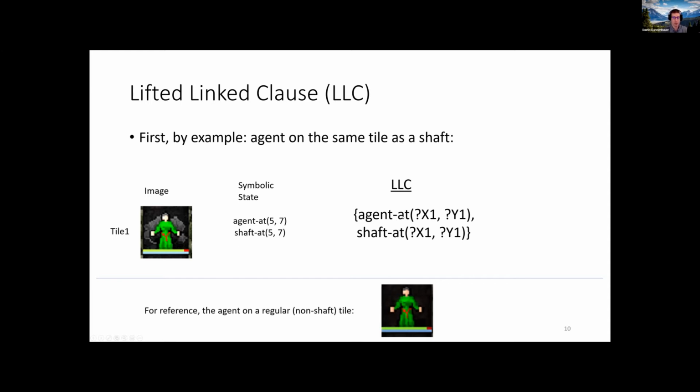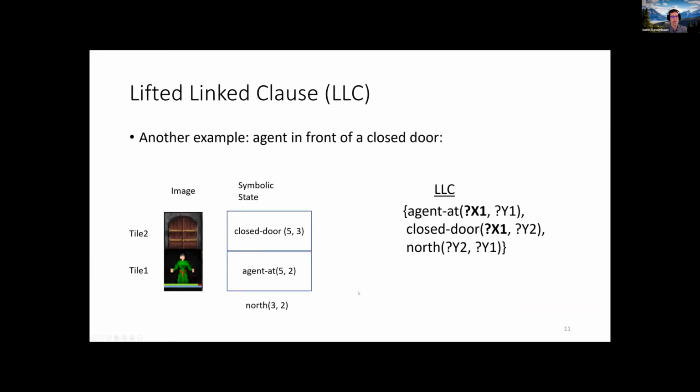The LLC for this would be the same, except we have lifted variables. Note that all the variables are shared across both of these predicates, and we would say this is an LLC of size 2. Size is something I'll mention later. Another example is an agent in front of a closed door to the north of it. The symbolic state for this specific example would be that the agent is at coordinate 5-2, there's a door at 5-3, and 3 is north of 2. This would be the LLC that captures the situation.